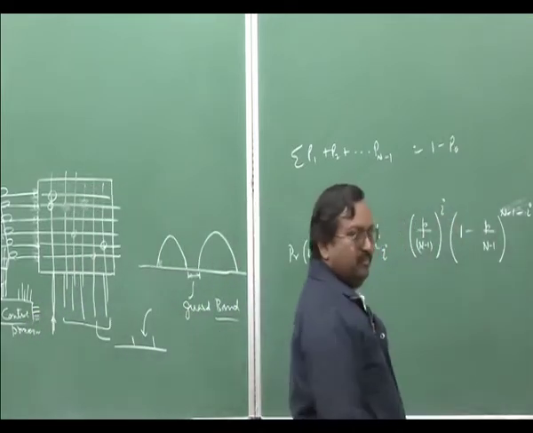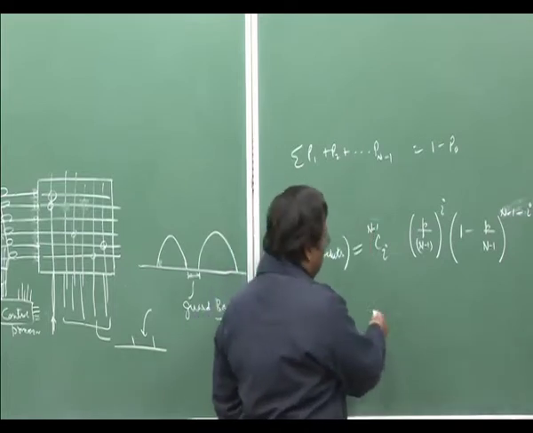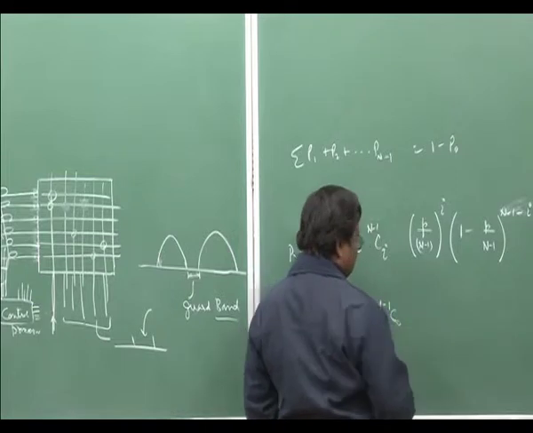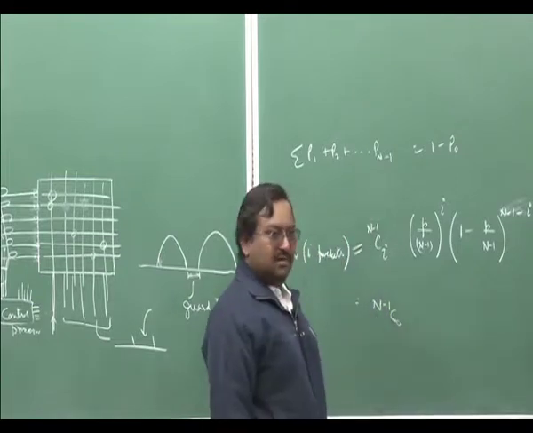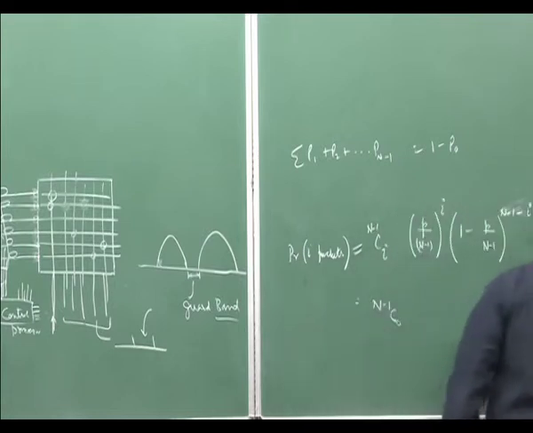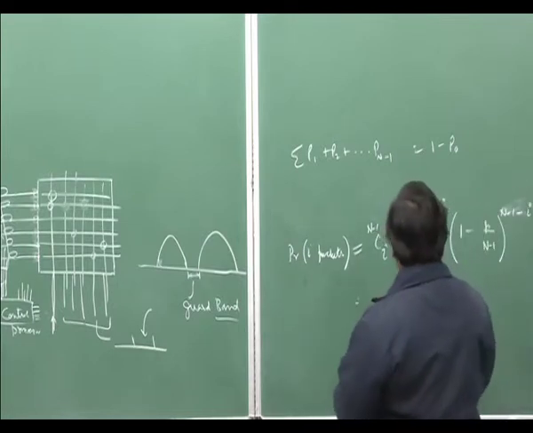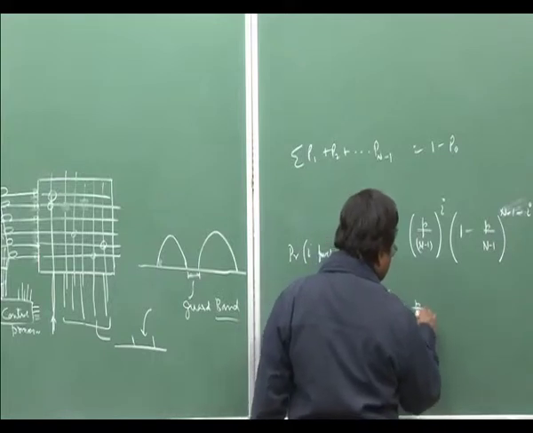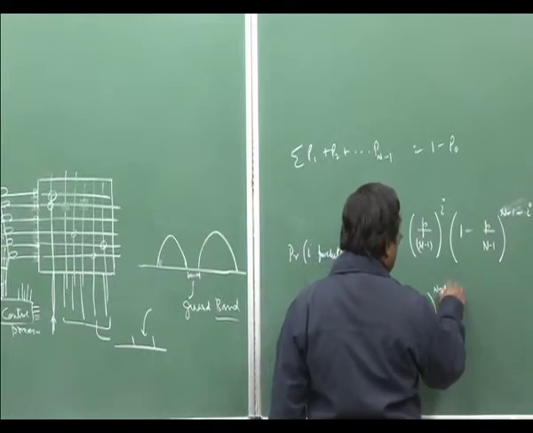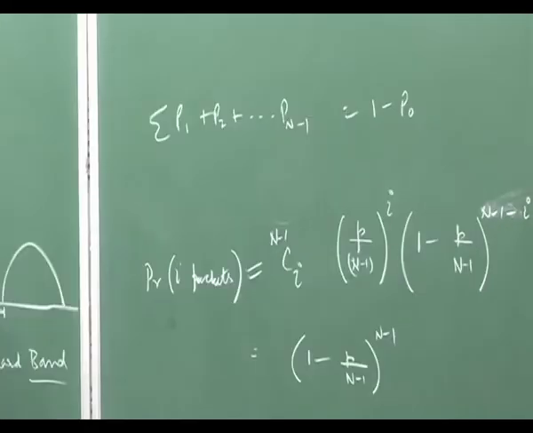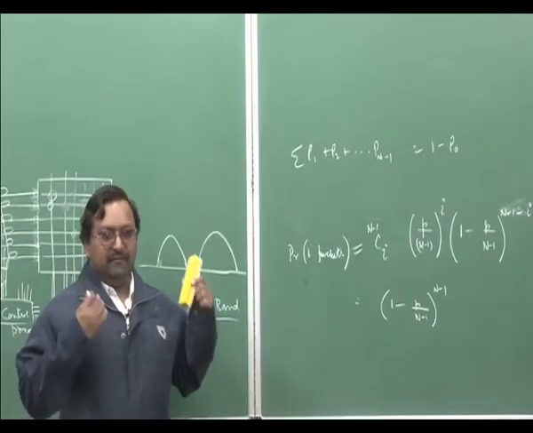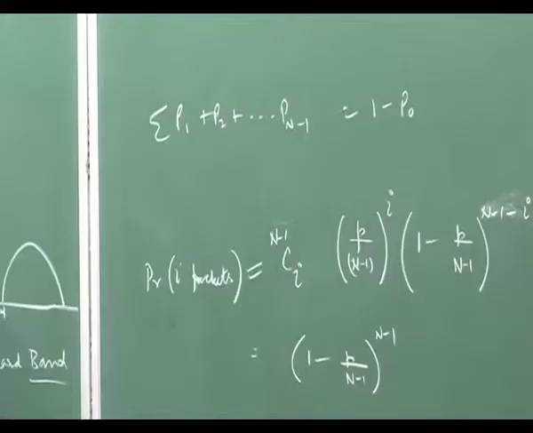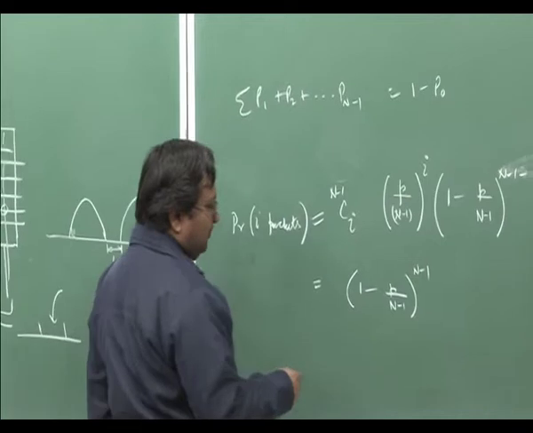So what is P0? From here we can estimate: this will be n minus 1 C 0, which is nothing but 1. So I can remove this, this is 0, so this will be 1 minus P divided by n minus 1, raised to the power n minus 1. Under full load condition, in every slot there is a packet, the packets are coming all the time, P is equal to 1, and we will make an estimate from there. So that will be the maximum throughput.